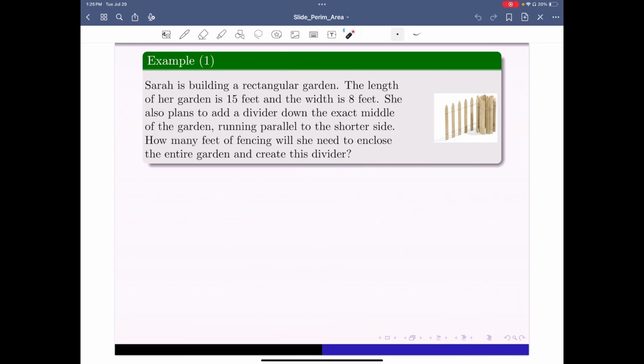Then we have an example. Sarah is building a rectangular garden. The length of the garden is 15 feet and the width is 8 feet. She also plans to add a divider down the exact middle of the garden, running parallel to the shorter side. How many feet of fencing will she need to enclose the entire garden and create the divider? So we can make a rectangular garden.